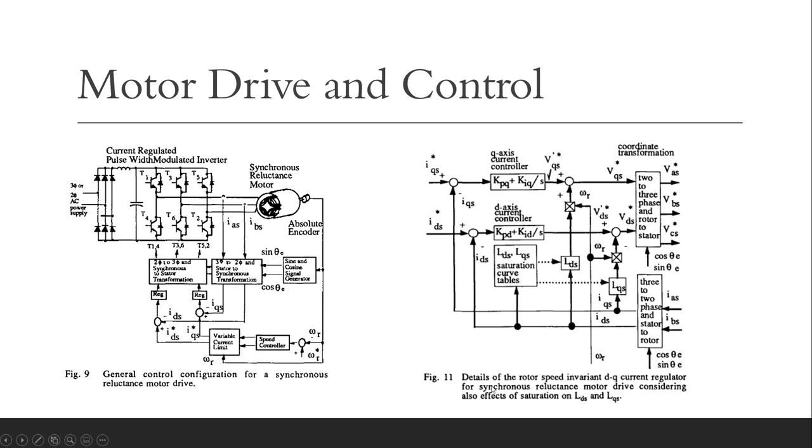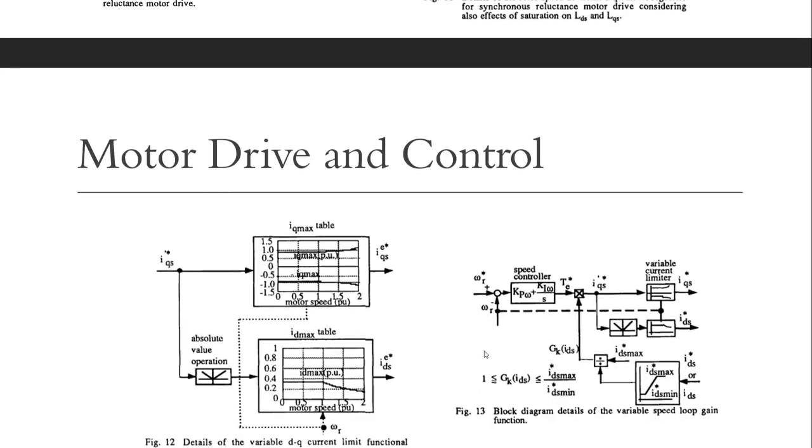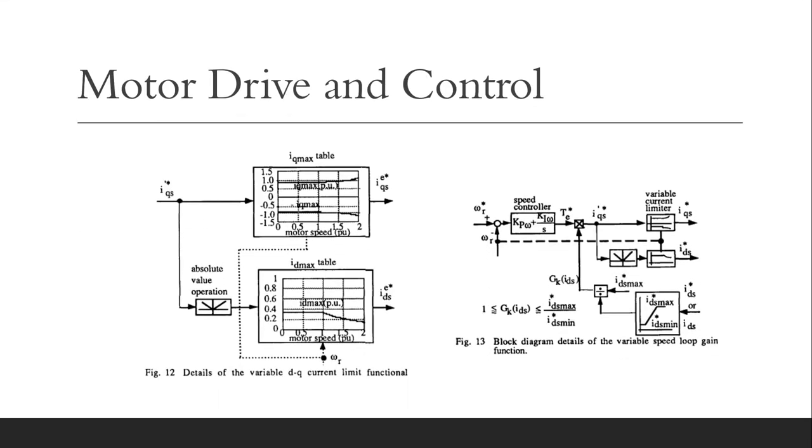As we can see in figure 11, in the detail of rotor speed, the Id/Iq current regulator for the synchronous reluctance motor drive considers also the effect of saturation on Ld and Lq. We have to control the detailed variable, the dq current limitation function. And finally, the speed controller is the outer loop using the traditional PI control, and we have the saturation of the current controller here.